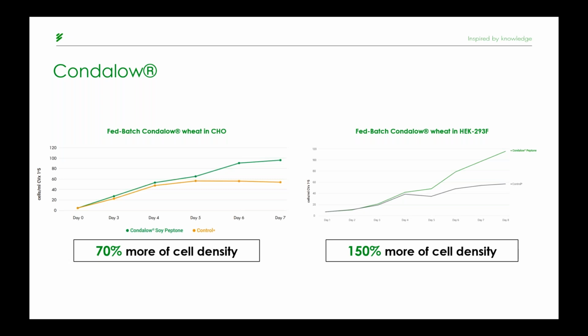We can highlight that this new wheat peptone is specifically good for the HEK line. As we see, it produces over 150% more cell density.